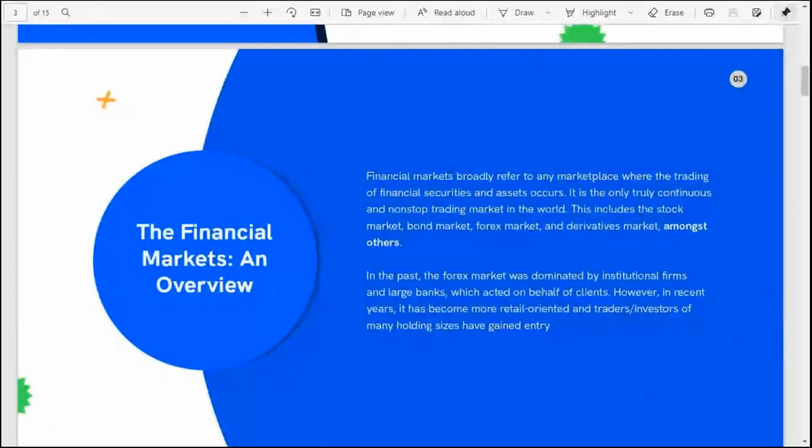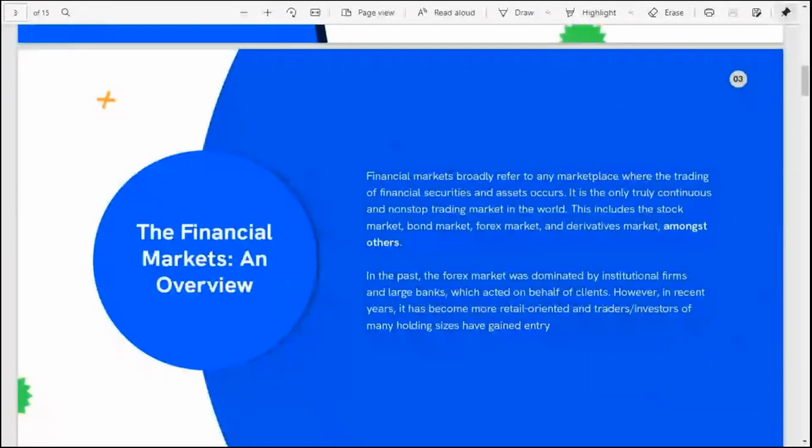When I say financial securities and assets, it basically includes the stock market, bond market, forex market, derivatives market, amongst many others. We have the cryptocurrency market, we have the equities market. It's very, very large. That is why the market never sleeps, because somebody somewhere is trading one type of market at a certain period of time, and somebody somewhere is trading another type of market at another time. The stock, bond, forex, derivatives, equities and cryptocurrency markets all fall under the financial markets in general.